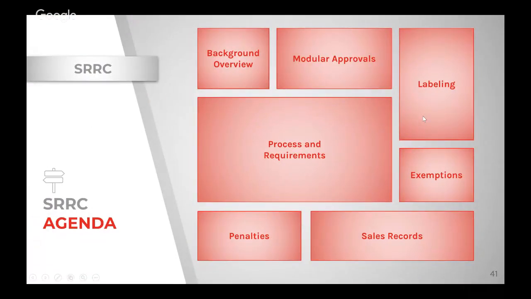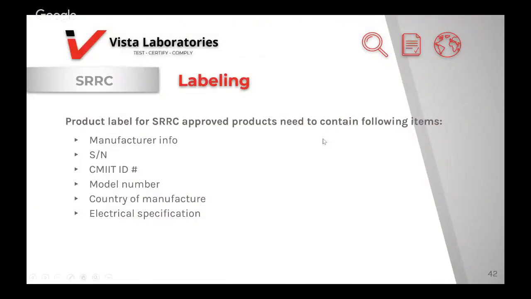For labeling, let's take a look at that really quickly. It needs to have the following items: manufacturer information, serial number, CMIIT ID number, model number, country of manufacture, and electrical specification. And this information will be public.